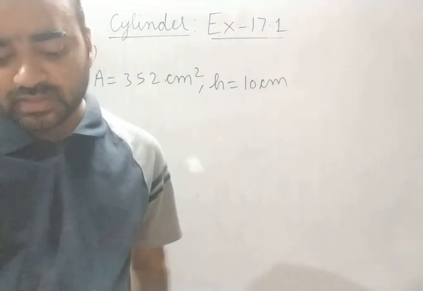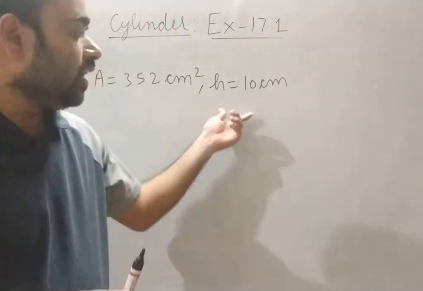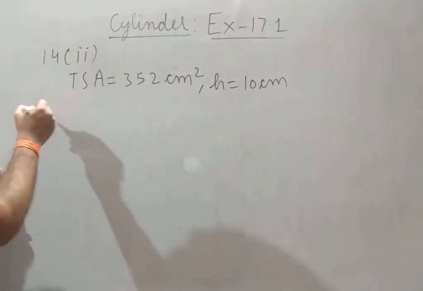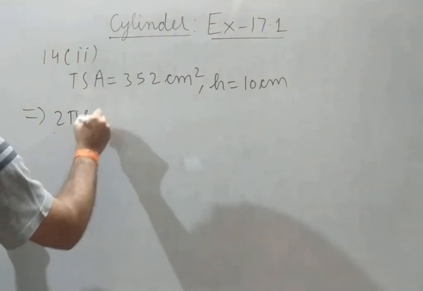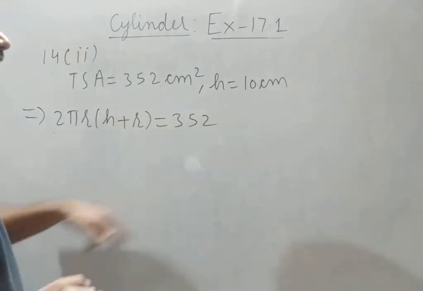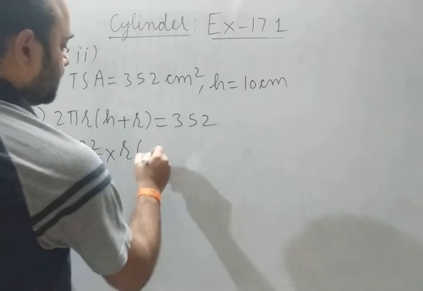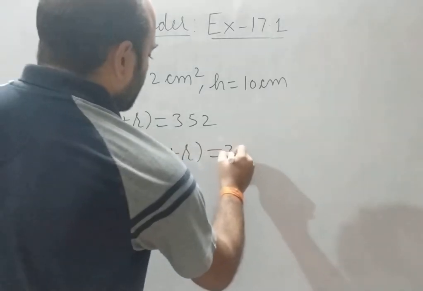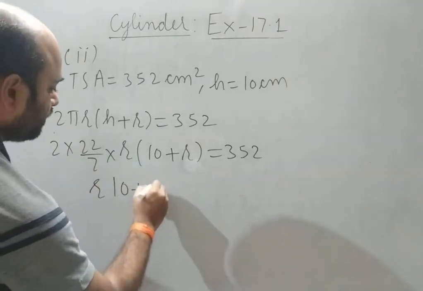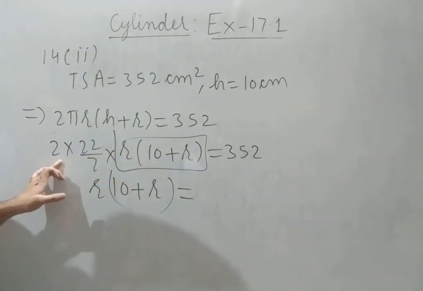Next is question number 14, second part. Total surface area of a cylinder is 352 centimeter square. Height is 10 centimeter. Find the diameter of the base. So total surface area means 2 pi r (h plus r) is equal to 352. Put the value h is equal to 10, and pi is 22 by 7. So 2 into 22 by 7 into r into (10 plus r) is equal to 352. Correct? This is 44 by 7, transposed.